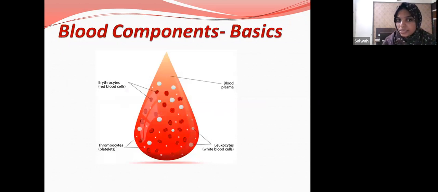So now some basics about blood components. Blood contains mainly plasma and cells, and these cells include RBCs, WBCs and platelets.